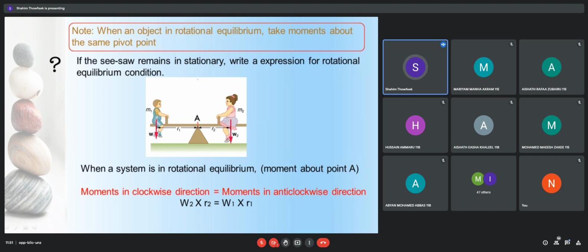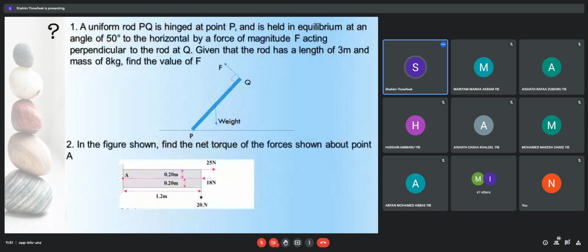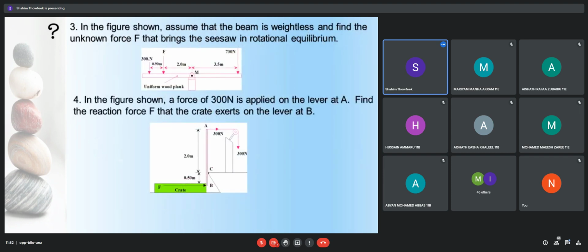Let's see how to apply in a question. There are some questions you have to solve. I cannot solve all the questions within this class, so please take a photograph so you can solve them and send me the answers so we can discuss. I will solve some selected questions. Question number 3 and 4 here.